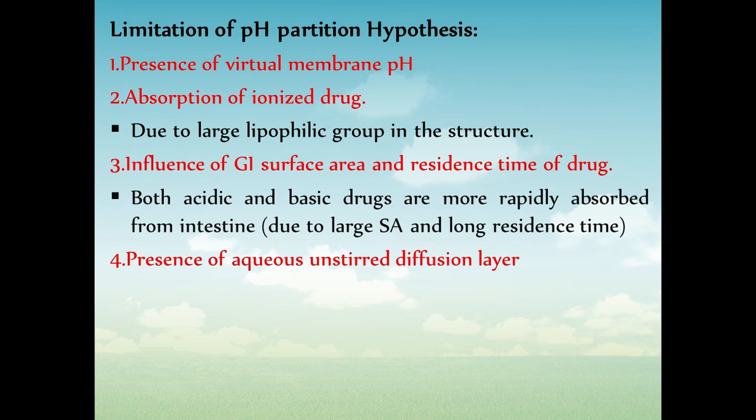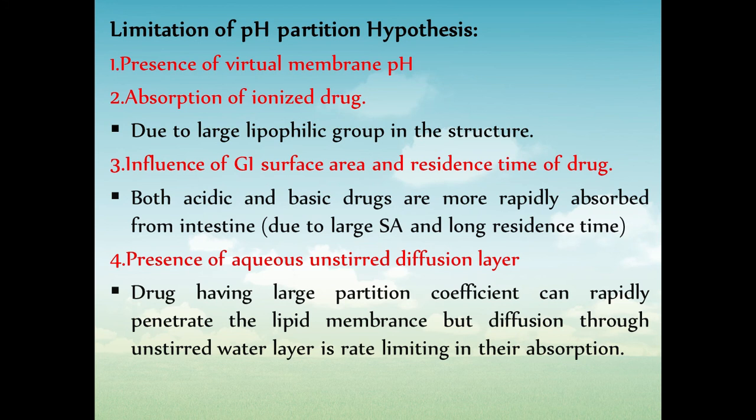Okay, then last, the presence of unstirred aqueous diffusion layer. Drugs having a large partition coefficient can rapidly penetrate the lipid membrane, but diffusion through the unstirred layer is the rate limiting step of their absorption. Okay, in the dissolution absorption theories also we have seen that diffusion is possible, but it is in an unstirred layer, when we are not stirring. But the peristaltic movement of our GI tract will also play a vital role in diffusion of your drug and solubilization of your drug. Okay, that also is not explained by the pH partition hypothesis. These are certain limitations of the pH partition hypothesis.